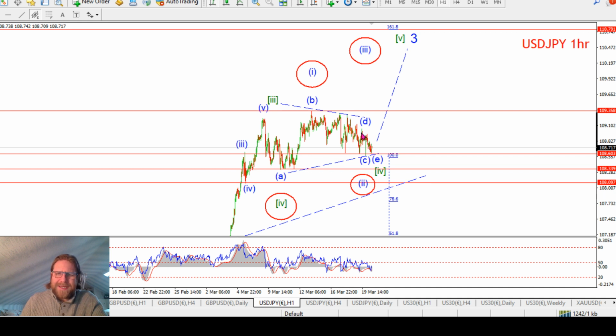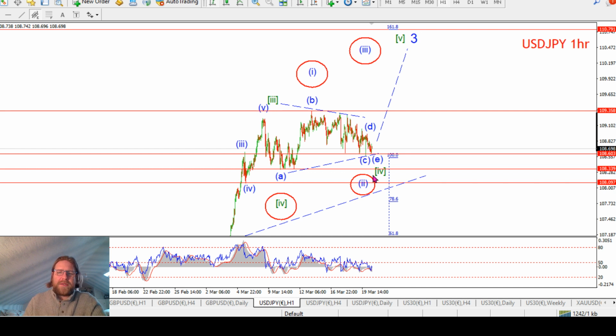Even the overnight session kind of declined to a slightly higher low. So it looks like we have an A, B, C, D, and E complete. We'll have to hold above 108.60 today if that's where this pattern ends up. It's still a little bit unclear.